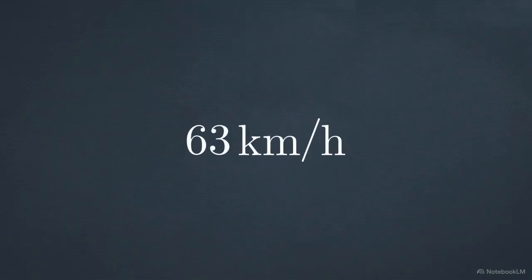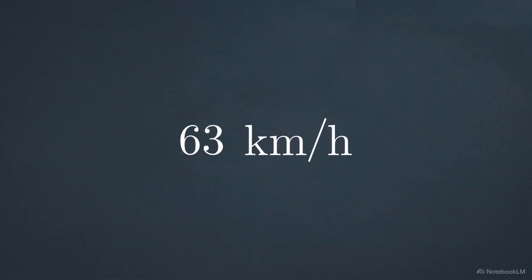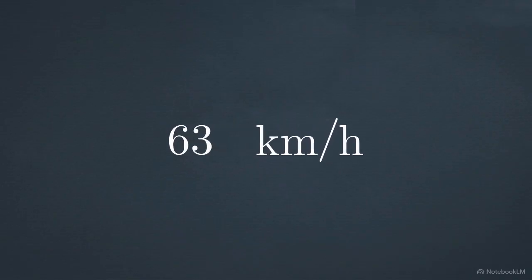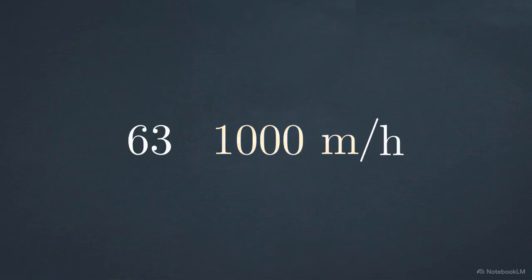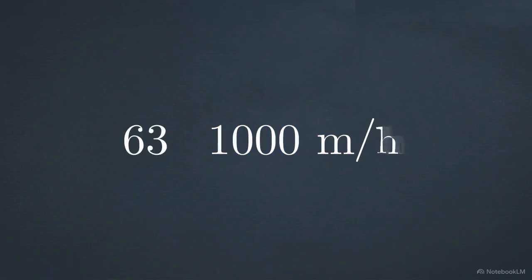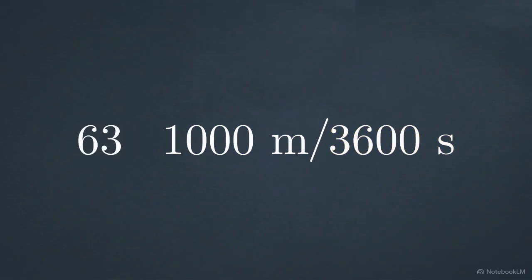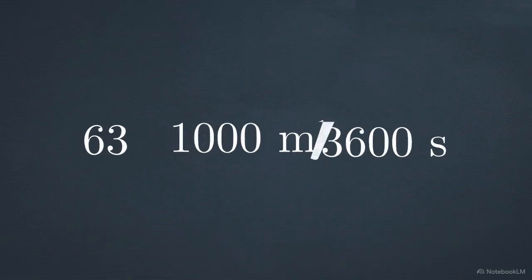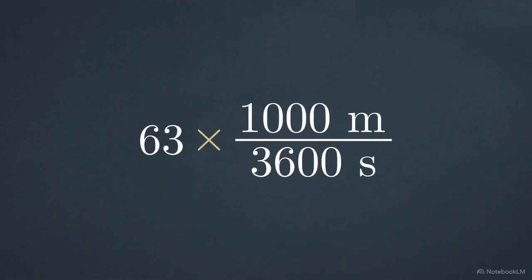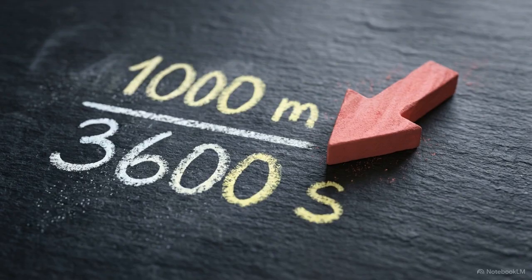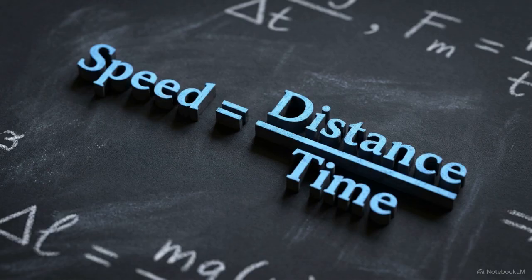Let's set up the math. Here is our starting equation, expanding 63 kilometers per hour. We replace the kilometers with 1,000 meters, and we replace the hour with 3,600 seconds, giving us 63 multiplied by the fraction 1,000 over 3,600. Notice that the 3,600 seconds sits directly at the bottom of the fraction. The word per in kilometers per hour indicates division. The distance goes on top, and the time it takes to travel that distance stays strictly on the bottom.